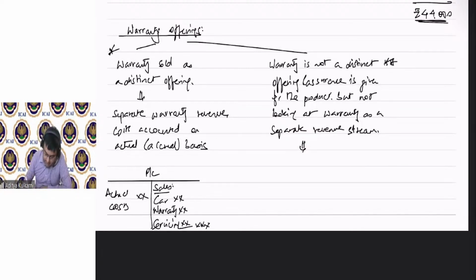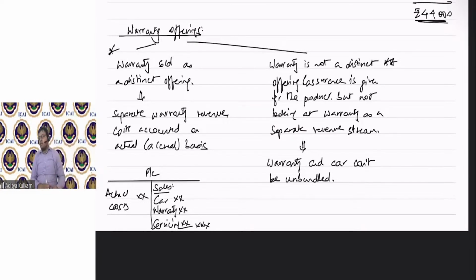So therefore, here warranty and car can't be unbundled, because you don't have a standalone warranty offering in the first place. And because you don't have a standalone offering, how am I going to allocate on a standalone basis the price to warranty? I cannot. And therefore, warranty and car will not be unbundled.